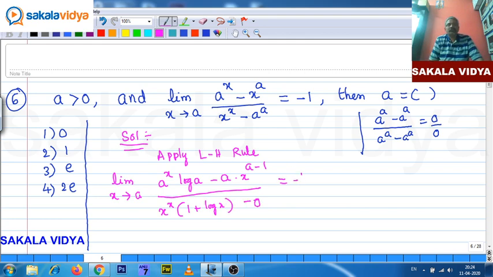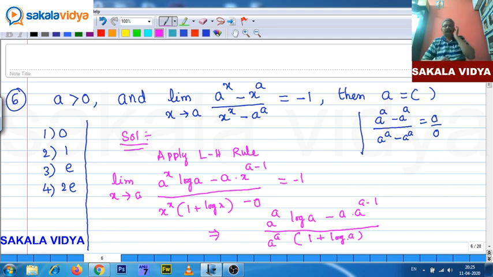Equals to minus 1. Now substitute the limit, you get a to the power of a log a minus a into a power a minus 1, by, okay, this will be a to the power of a into 1 plus log a. Now what do you get here? This equals minus 1.